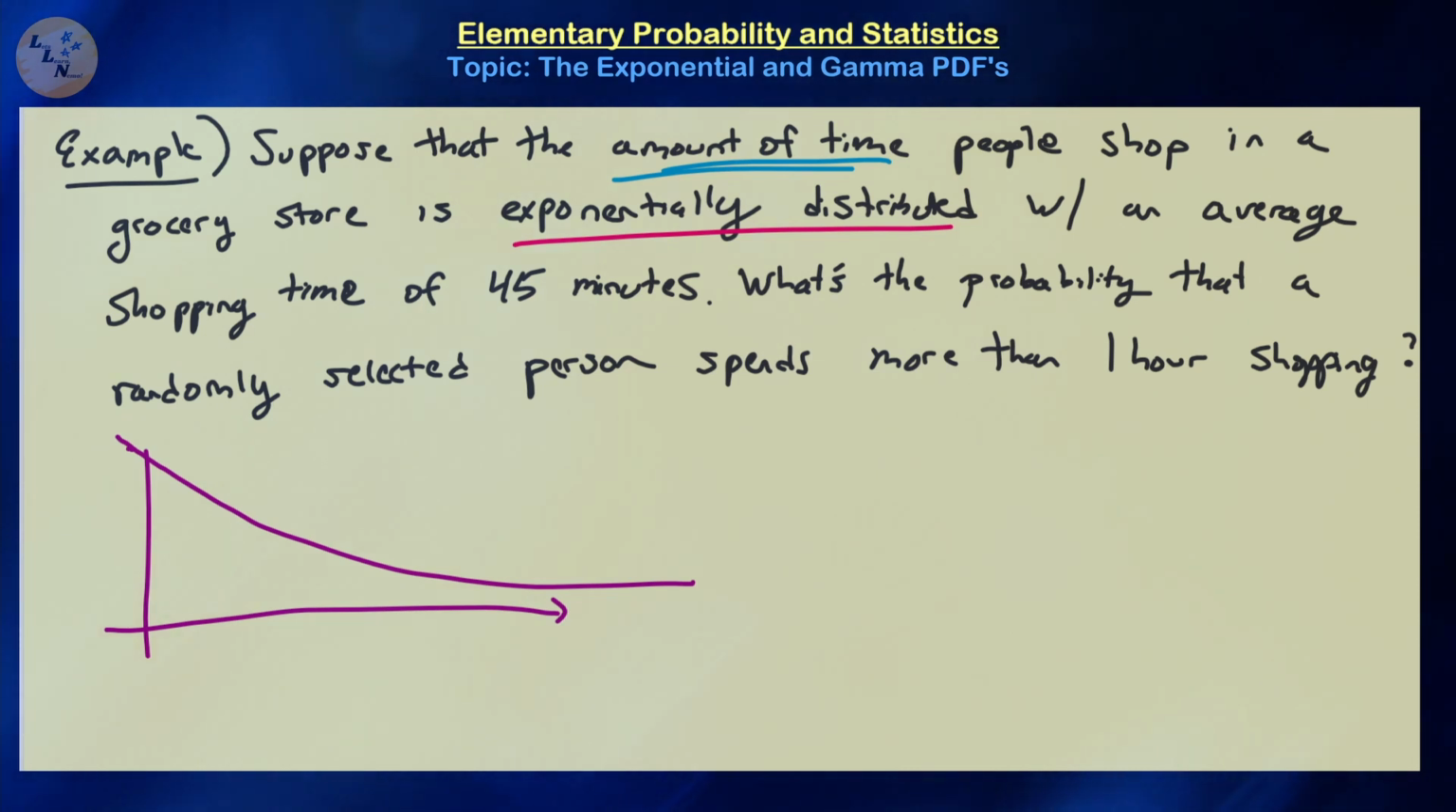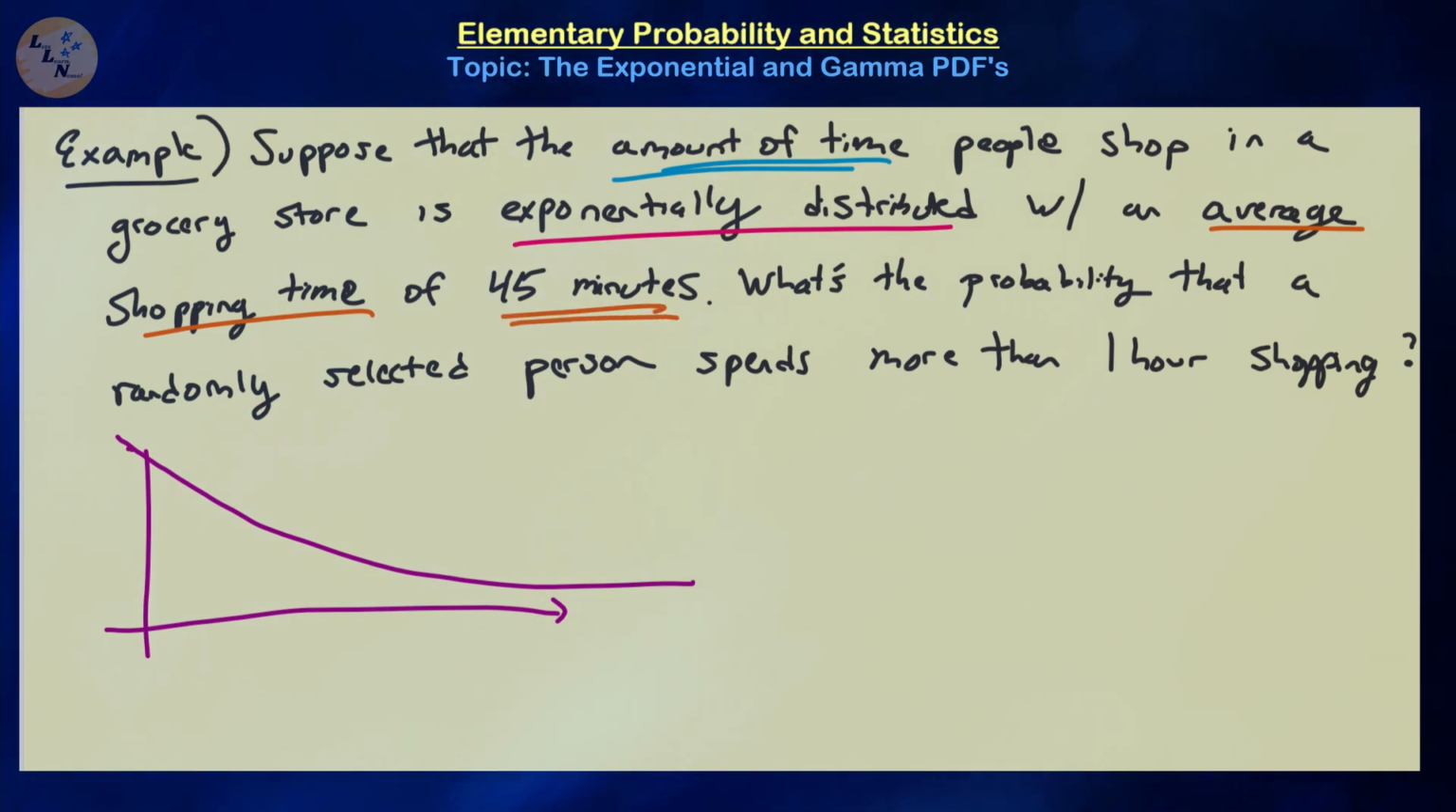Well, it really depends on the average shopping time. It's given that the average shopping time is 45 minutes. Given this information, we should be able to figure out which value of lambda we want for our distribution. Remember that the density function for an exponentially distributed random variable is equal to lambda e to the minus lambda x. So what is lambda?